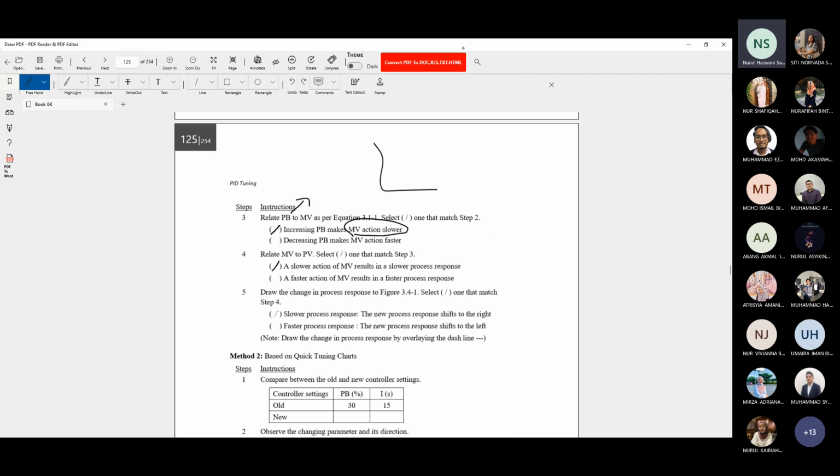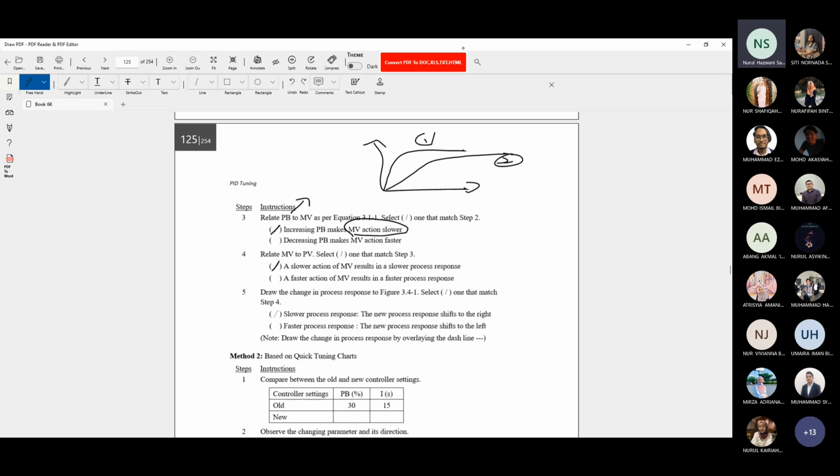Okay, I show this graph. This graph and this graph, which one is slower? The first one or the second one? Second one. Yes, the second one would be slower. Why? Slower, it takes longer time to reach the set point. So number one takes a shorter time.